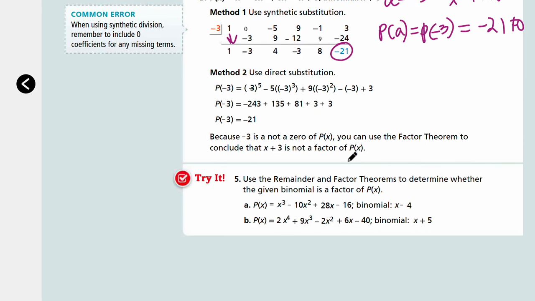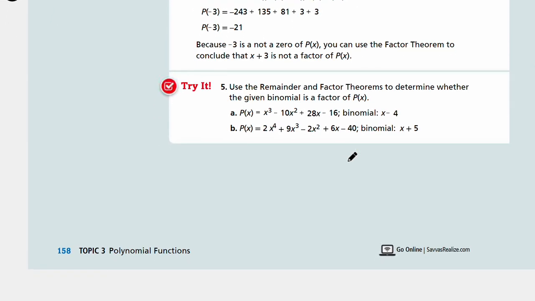So let's look at try number 5. Use the remainder and factor theorems to determine whether the given binomial is a factor of p of x. You have part A and part B with the polynomials given and the binomials for each corresponding polynomial. So pause the video, check if you can solve it by yourself, and come back when you're ready for answers. Okay, are you ready?